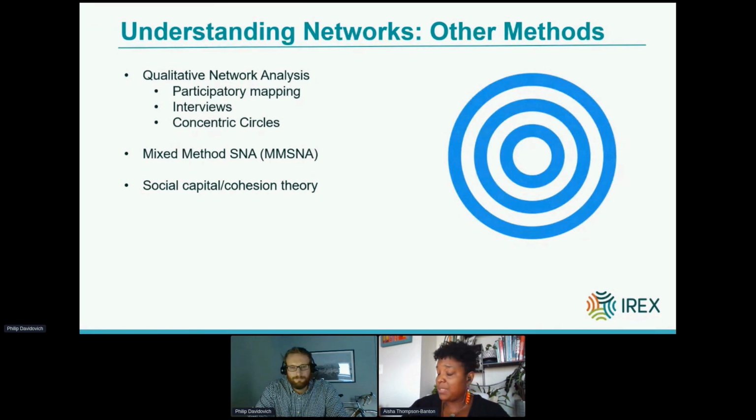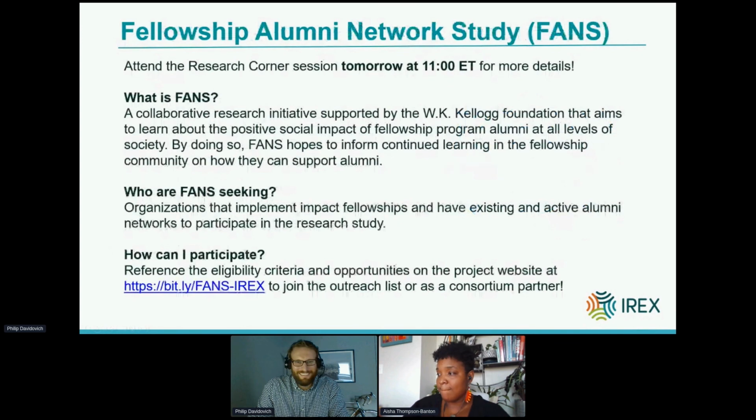And the last thing I will touch on is social capital or cohesion theory, which is really just understanding why people are, how people are connected. The jury is still out, they say, on whether social network analysis can help us to understand social capital theory. So one of the things that we can actually do is to use this theory to examine what we're seeing in our fellowships and what we're seeing in our networks. And if you could just give us 2 more minutes, Phil will speak about the FANS.